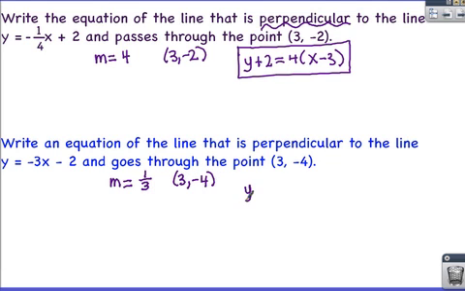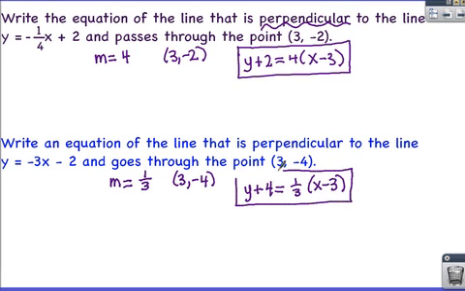So we use point slope form. y plus 4 equals 1/3 times (x minus 3). And that's the equation of the line that is perpendicular to the line y equals negative 3x minus 2.